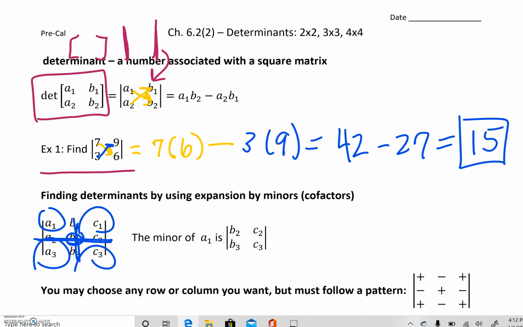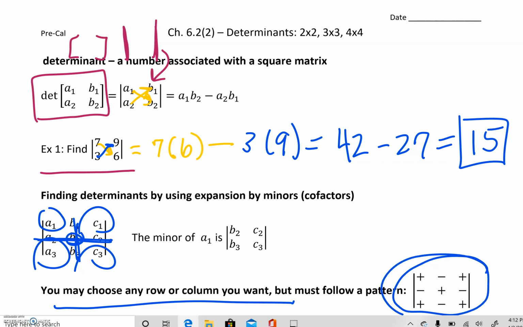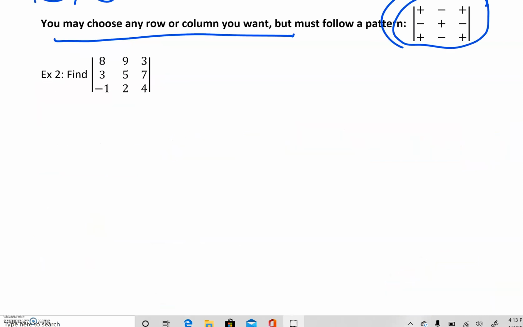So now we're going to do that for a 3 by 3 matrix. You can choose any row or column you want, and they have to follow a pattern, however. So we start with a positive, and then you alternate signs from there. So let's look at example 2. I need to find the determinant for that matrix, and it's already written as find the determinant.